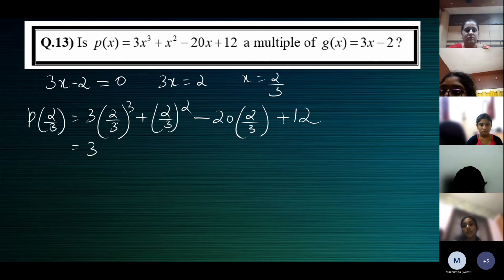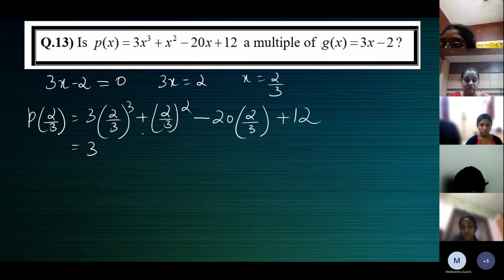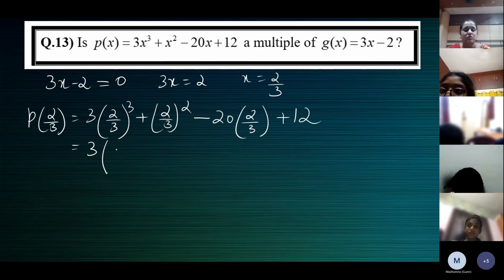So what if there's a bracket? See, ma'am, when it is a cube, we have to solve it, and next we have to cancel it. Correct. We need to first find 2 by 3 the whole cube. What is 2 by 3 the whole cube? 8 by 27, ma'am.